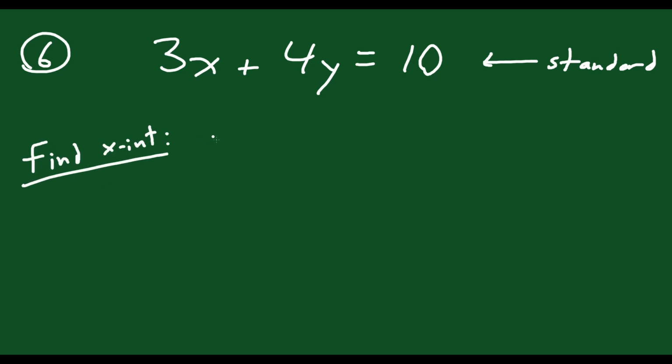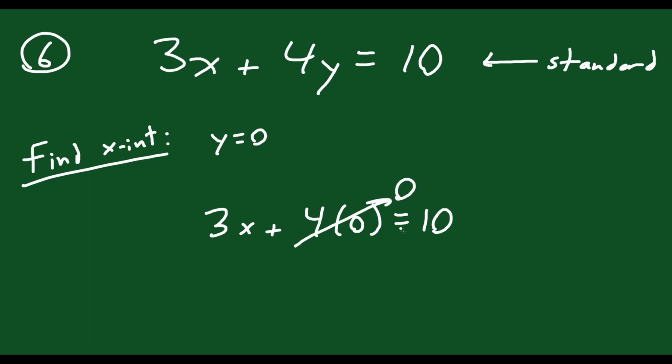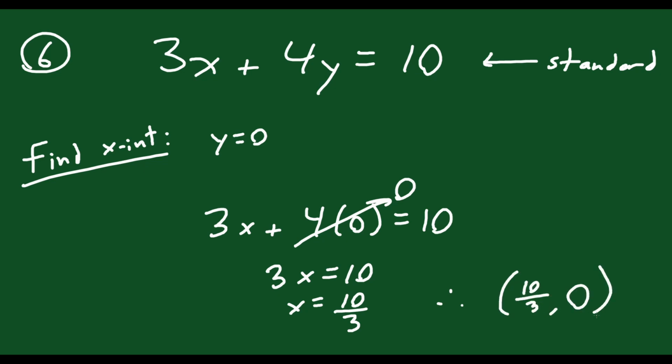And how do you do that? All you have to do is set y equal to 0. So 3x plus 4 times 0 is equal to 10. This term just turns into 0, so you're left with 3x equals 10. Therefore, x equals 10 over 3. Therefore, we have the point 10 over 3, 0. That's our x-intercept. 10 over 3, 0. So now we have a point on the graph.